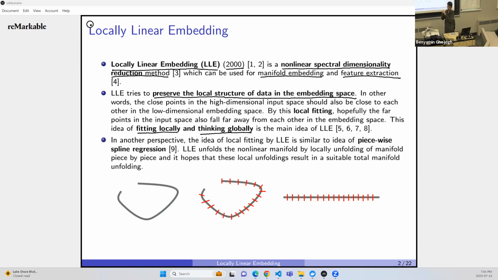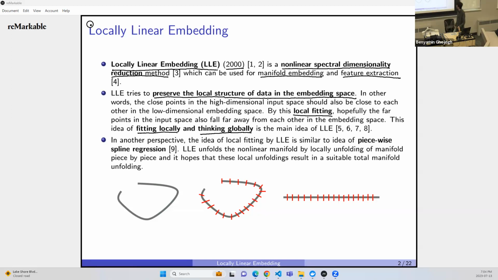So we try to preserve the similarity of nearby points in the embedding space. Hopefully the global structure will be preserved by doing this. So, fitting locally and thinking globally. This is the idea that many unsupervised methods follow.